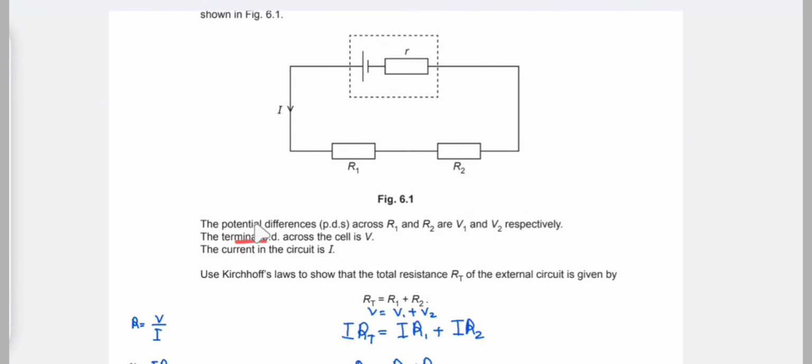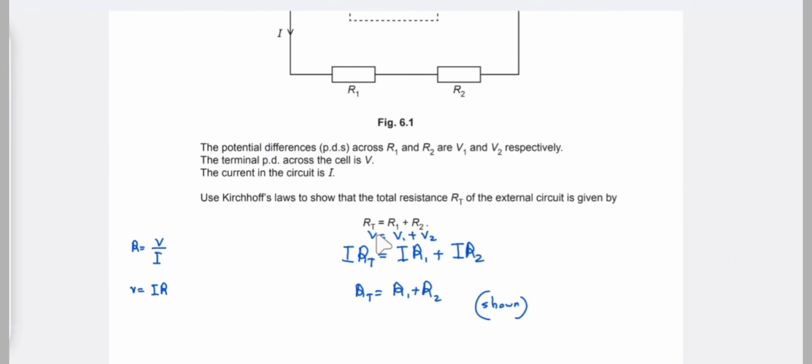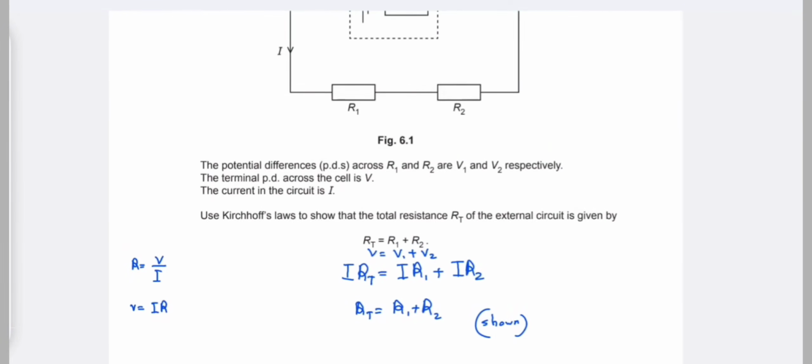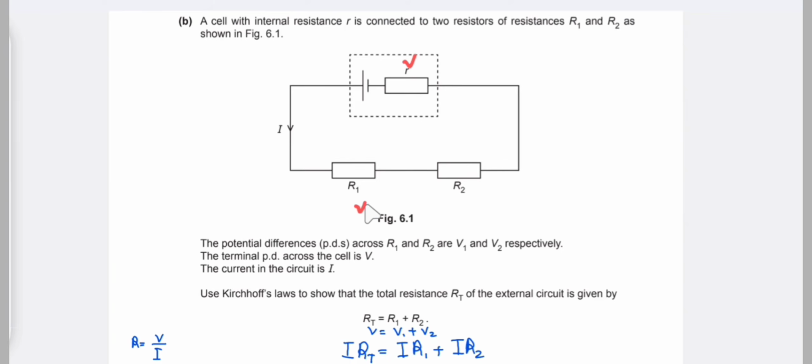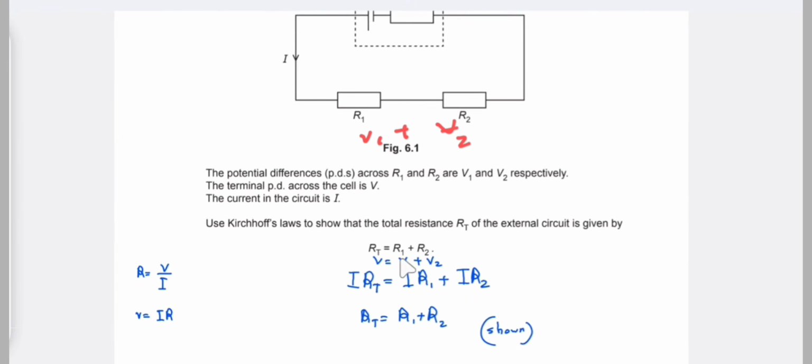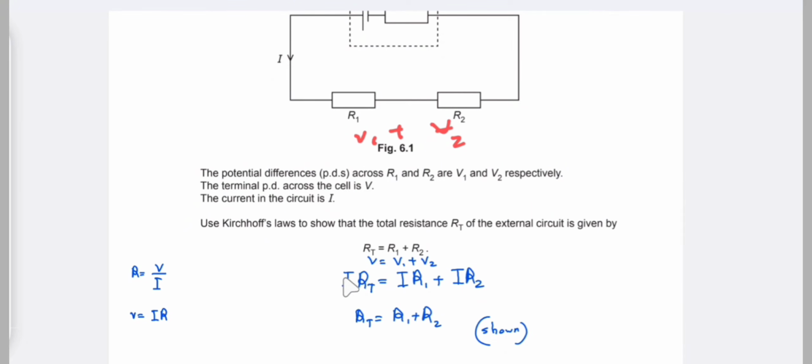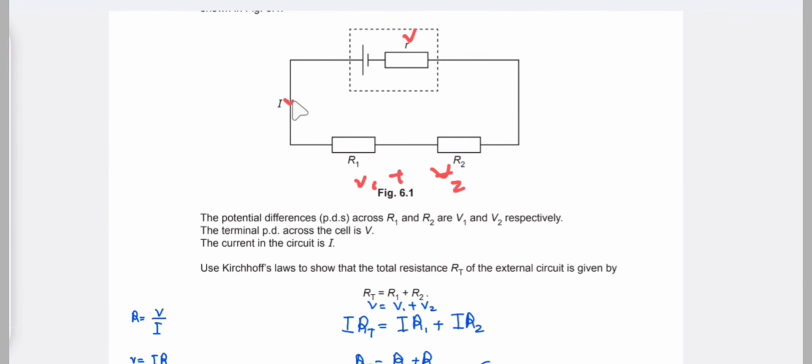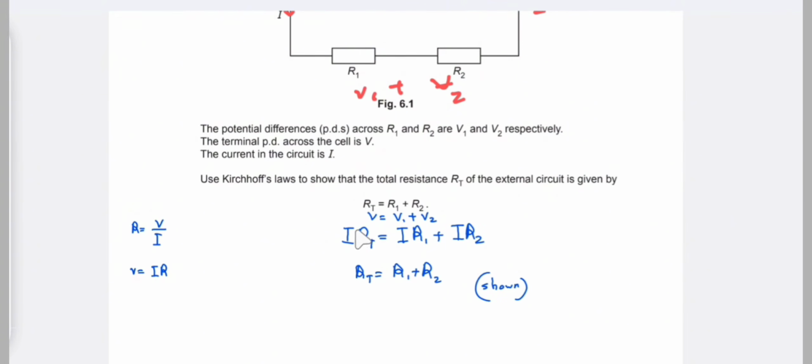So first of all, from Kirchhoff's second law, the total EMF we consider as V. So total EMF is equal to V1 plus V2. We know that V is equal to IR, so IR total is equal to IR1 plus IR2. Since the current entering a junction is equal to the current leaving a junction, and for a series circuit the current remains the same, we can eliminate I from the equation, and here we can see that R total is equal to R1 plus R2.